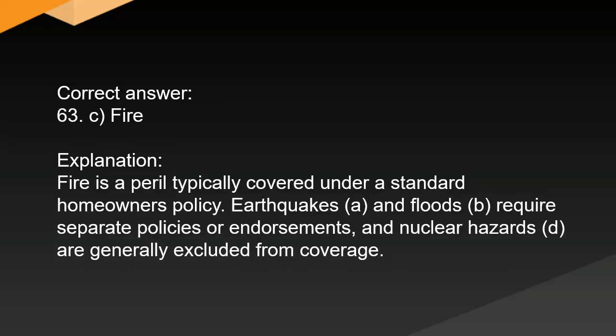Correct answer: C. Fire. Explanation: Fire is a peril typically covered under a standard homeowner's policy. Earthquakes, A, and floods, B, require separate policies or endorsements, and nuclear hazards, D, are generally excluded from coverage.